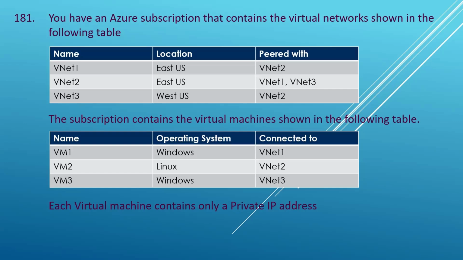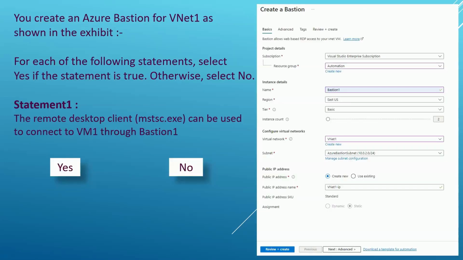Each virtual machine contains only a private IP address. You create an Azure Bastion for VNet1 as shown in the exhibit on the right hand side of your screen. Basically, the name of the bastion is bastion1, region is East US, tier is basic, instance count is 2, virtual network is VNet1, and it is using a subnet named AzureBastionSubnet with a subnet mask of /24.